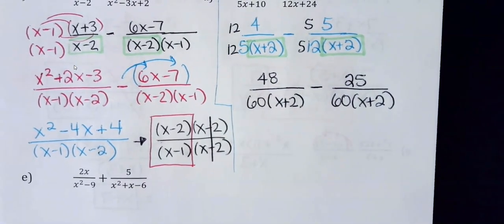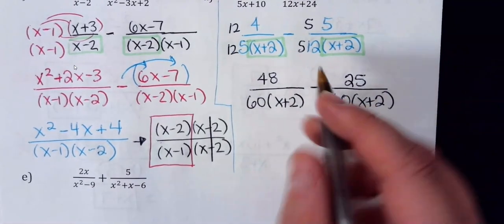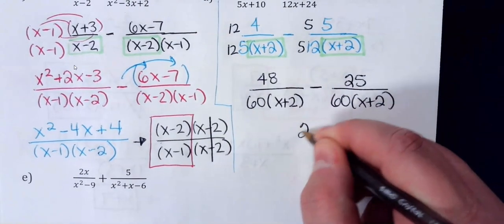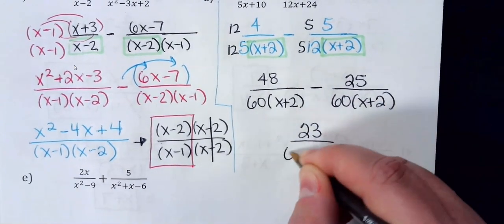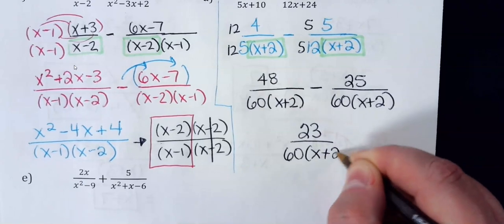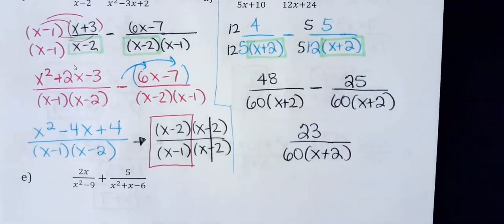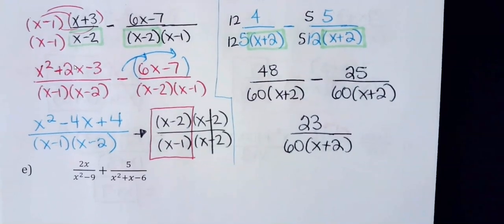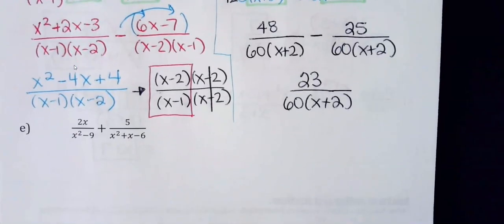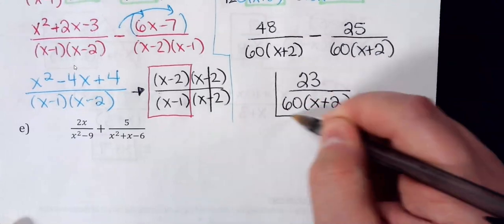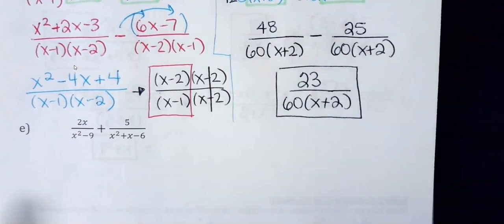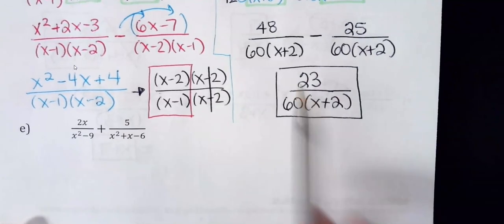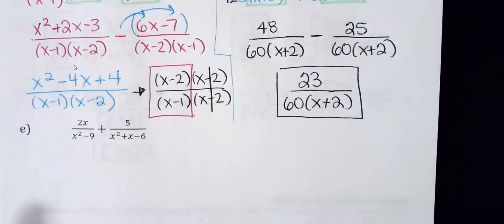And then on this problem, I'm not factoring or dealing with anything else. I'm literally just subtracting 25 from 48. So across the top, if you do 48 minus 25, you get 23. And then on the bottom, we'd have 60 times x plus 2. Now, 23 and 60, you're not reducing that. 23 is a prime number. It doesn't have anything other than 1 that'll divide into it. So, like if I had a 24 on the top, we could maybe reduce something, but I don't have that in this question, so we'd just leave that as our answer and just go ahead and leave the bottom in factored form.